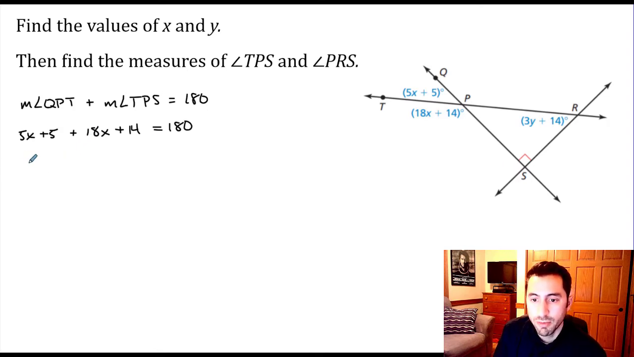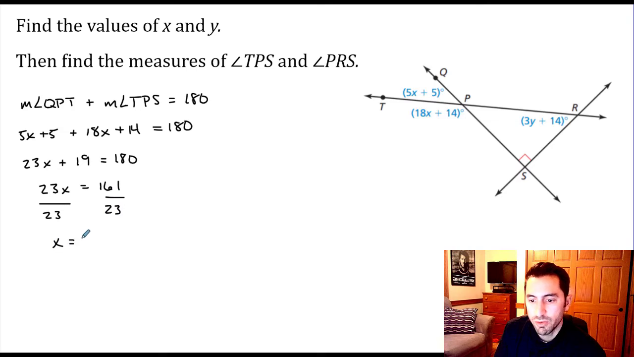So combining like terms, 5x and 18x is 23x, 5 and 14 is 19, and this is equal to 180. Subtracting 19 from both sides, we're going to end up with 23x is equal to 161. And lastly, dividing by 23, we end up with x is equal to 7. So great, there's our first variable.